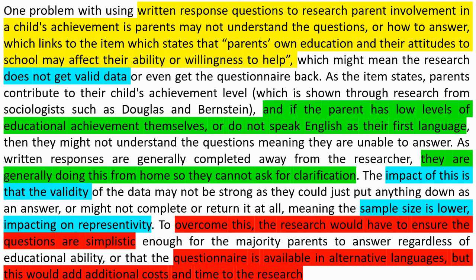Now, evaluation, what you do with evaluation of a weakness is generally try to think of how could you overcome it, but what you must not do is bring in an alternative research method. That would be classed as juxtaposed. You're not fixing the problem by bringing in a new research method. You've got to say, well, how could I overcome it by still using written questionnaires?